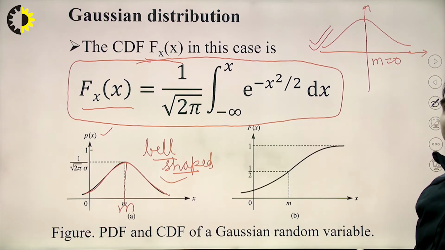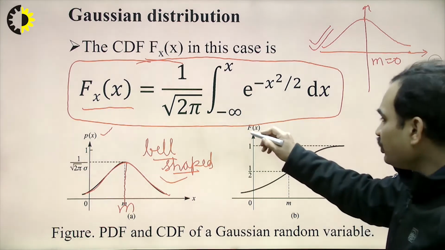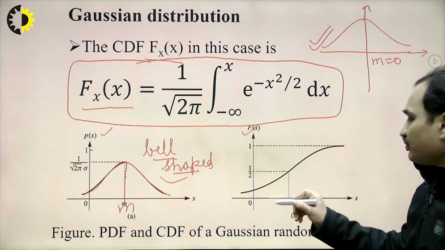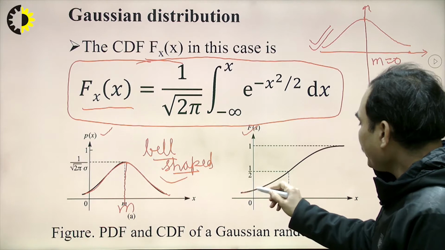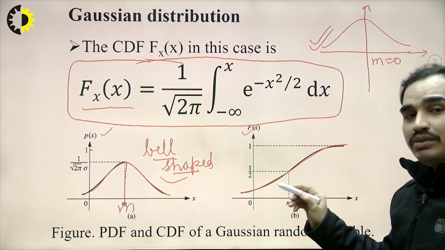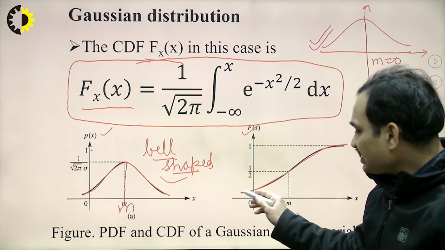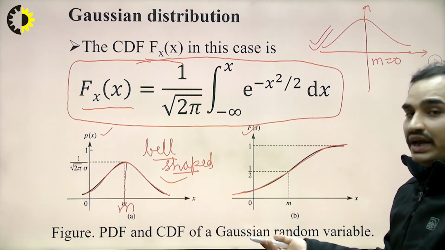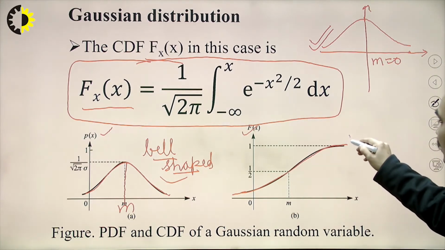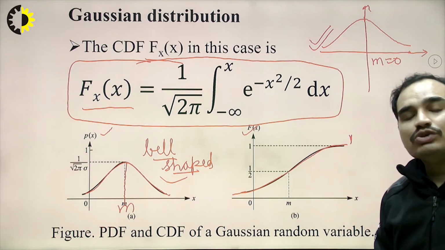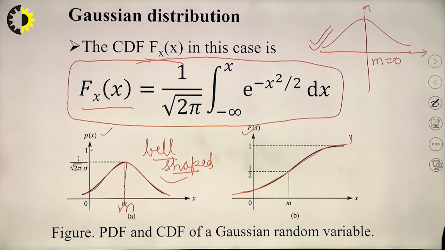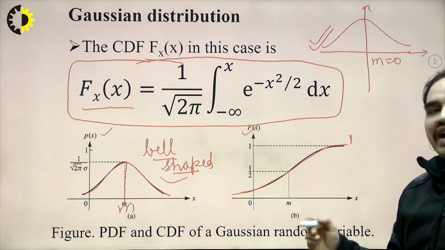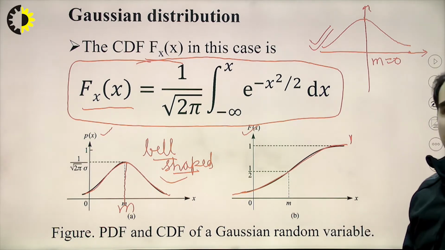Now, the cumulative distribution function. How can we plot the cumulative distribution function for a Gaussian distribution? It is given by this shape of curve. It starts from 0 at minus infinity and reaches the maximum value, that is 1. This is the property of the cumulative distribution function, that at x equals to infinity you will get the maximum value, because this is nothing but the maximum value of the probability.